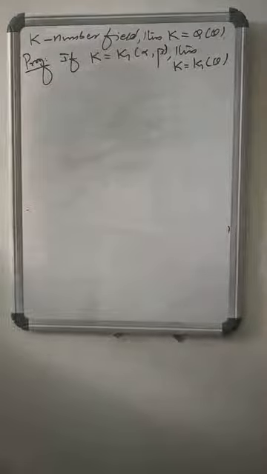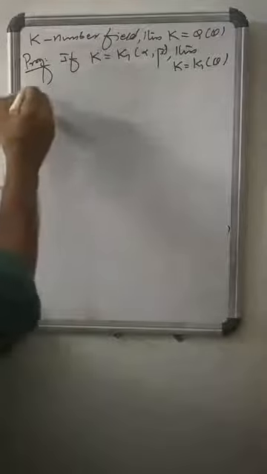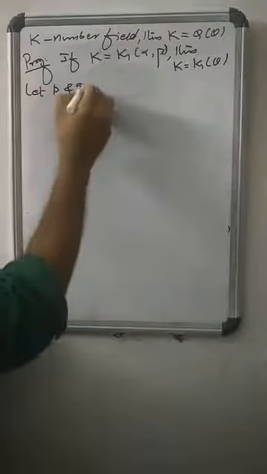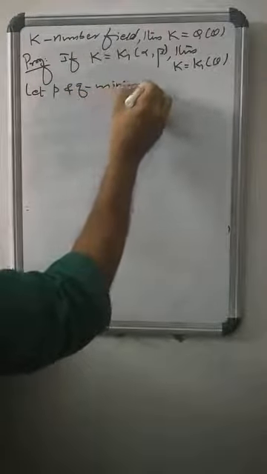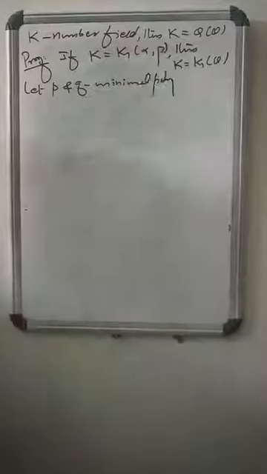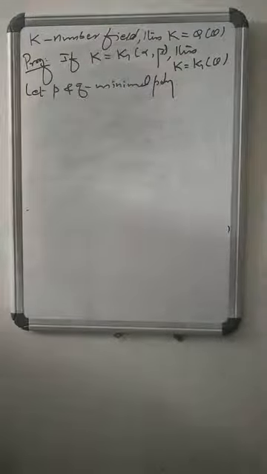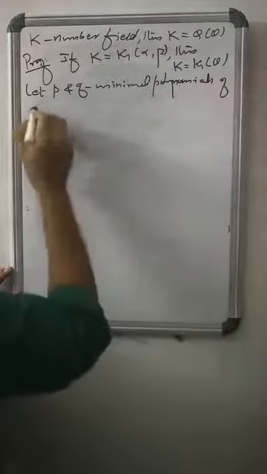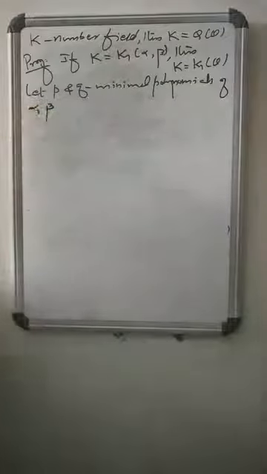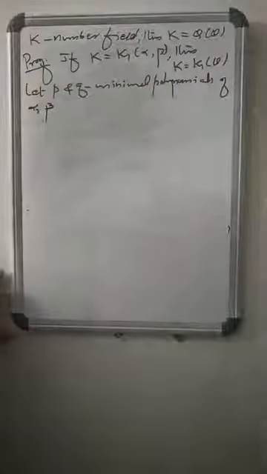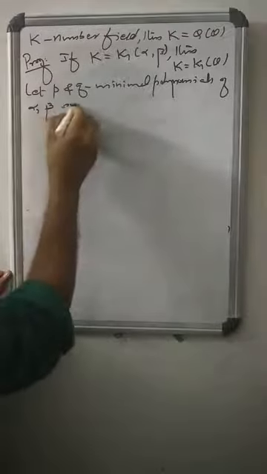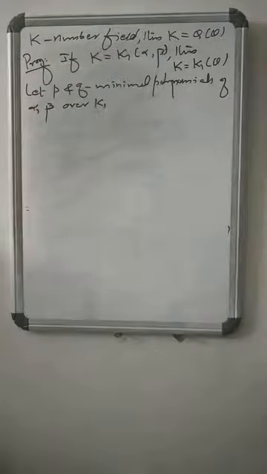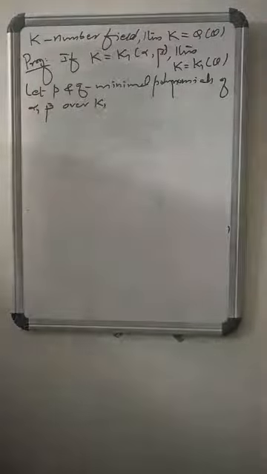Okay. So proof: let p and q be the minimal polynomials of alpha and beta over k1. That means p is the minimal polynomial of alpha over k1 and q is the minimal polynomial of beta over k1.